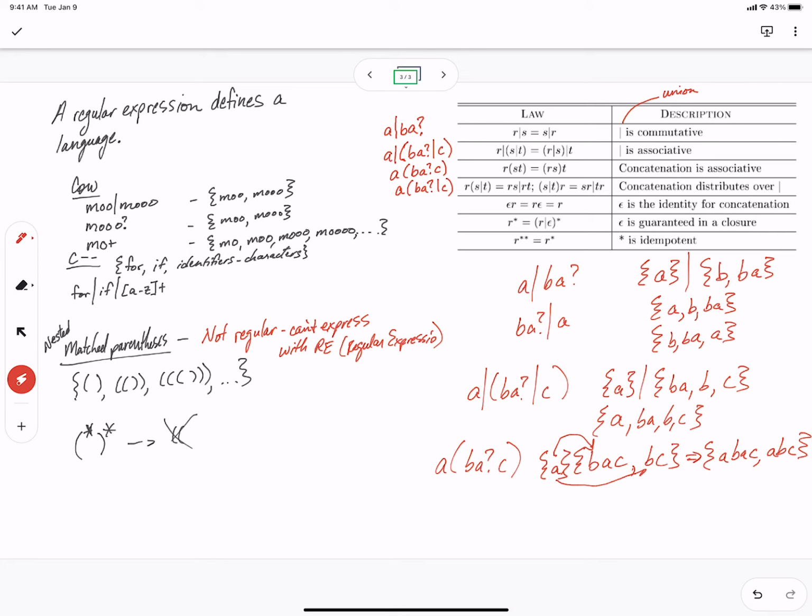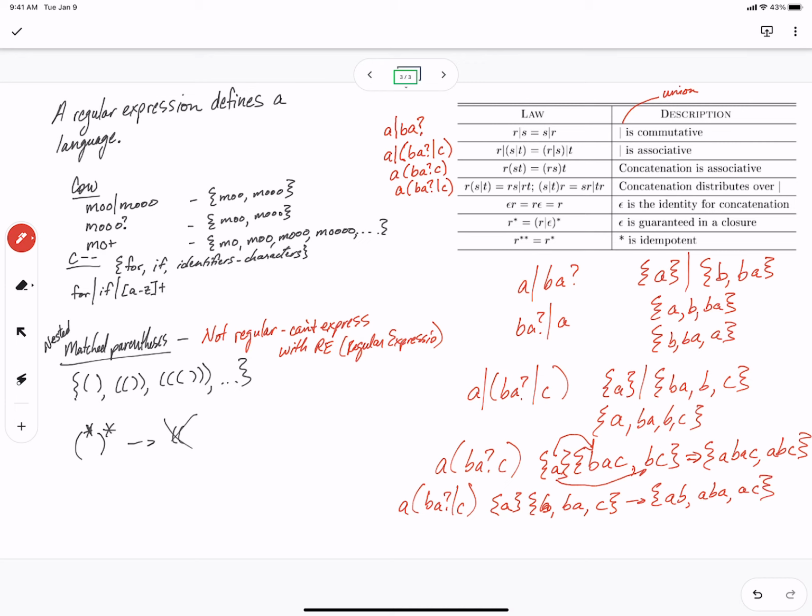Okay, and the last one we want to talk about is concatenation distributes. So let's look at this one here. So we have A concatenated with BA question mark or C. So what this gives us is A concatenated with B, BA, or C. And that's going to give us AB, ABA, and AC.